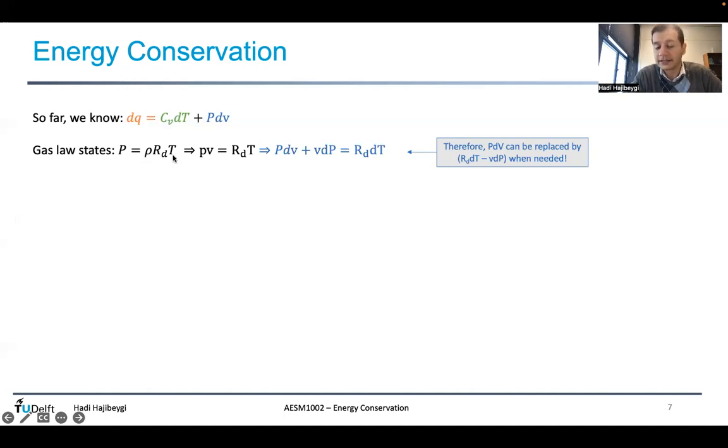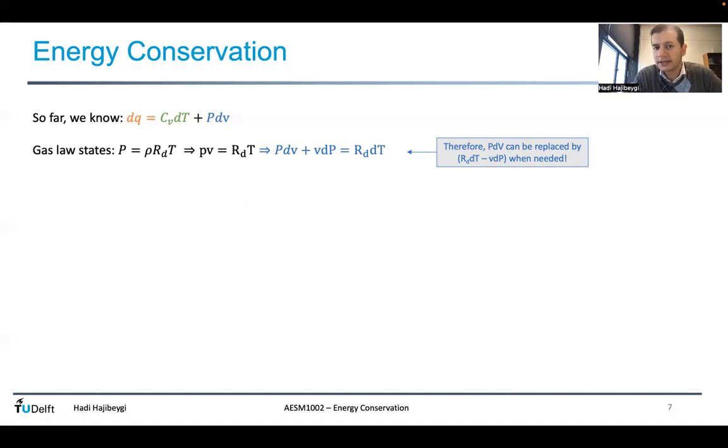P is rho R T. And you can actually rewrite this equation by bringing rho to the left-hand side, which would be then 1 divided by rho, and that would mean v, specific volume. So rho is 1 divided by specific volume v. So in that case, I can write the same formula as Pv is RT. And if I do the chain differentiation law, that would mean that P dv plus v dP, which is the differentiation of the first term using chain law, is equal to R dT.